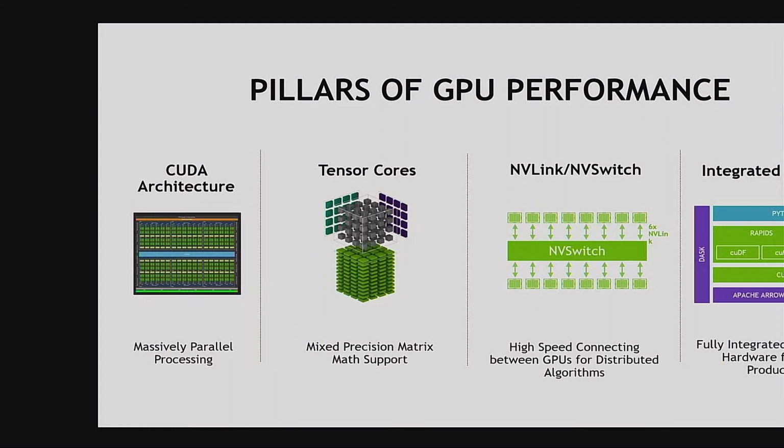So the basic pillar of GPU compute is the CUDA architecture, followed by the innovation in CUDA architecture, which was made in the Volta architecture by the introduction of tensor cores. The NVLink or the NVSwitch, which was introduced into the DGX-2 systems, allows you to connect GPUs together within the same node, and the integrated software stack, which is basically all the NVIDIA libraries along with the driver and CUDA, all packed into a single optimized framework.